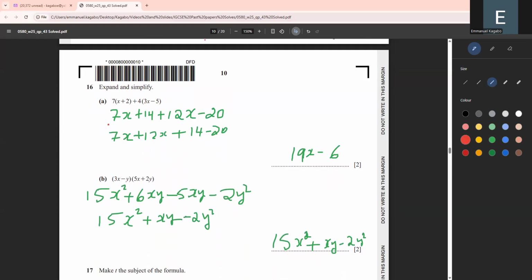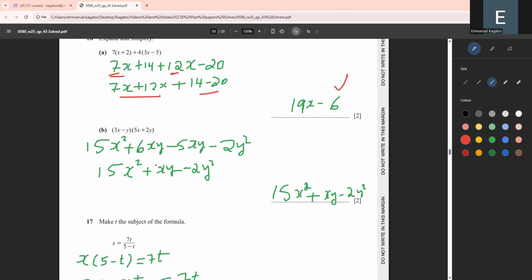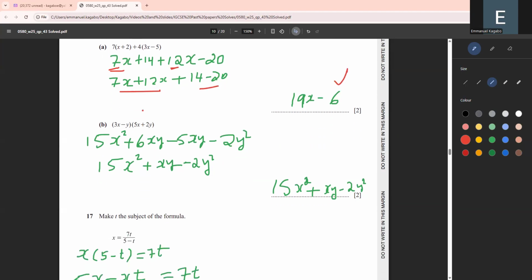And then you collect like terms, 7x plus that one gives you that. And then 14 minus 20, which is that side. And when you get 7x plus 12 gives you 19x. And 14 minus 20 gives you minus 6. Okay? Here it's expansion, which you can do by just, we call it FOIL, right? You multiply like that.